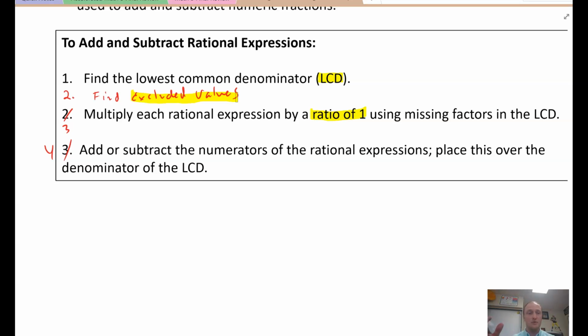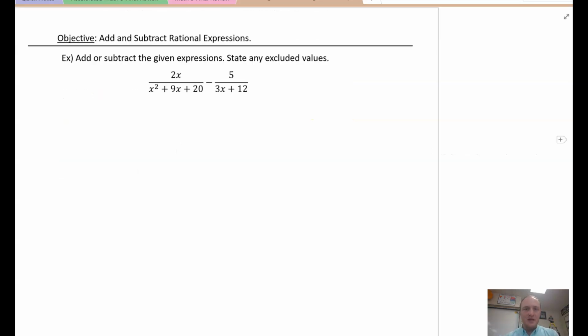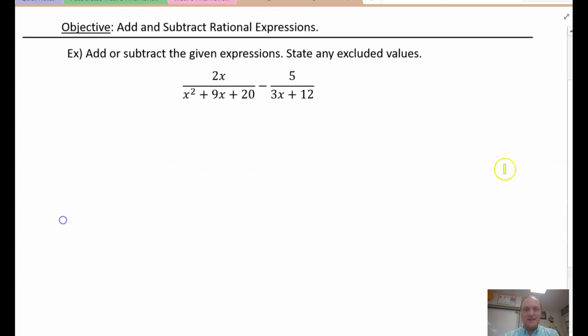So those are the steps. If you need to refer back to them, refer back to them. I'll be talking about them. You can pause, rewind the video, do what you need to do to understand this. Okay, so here we go. Here is example 1. Please write this in your notes.